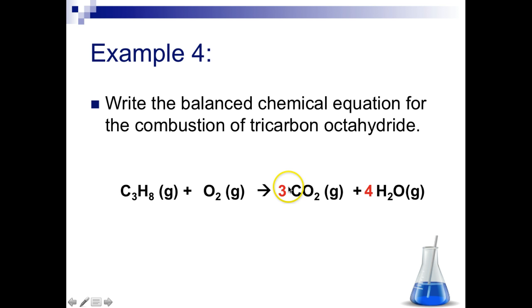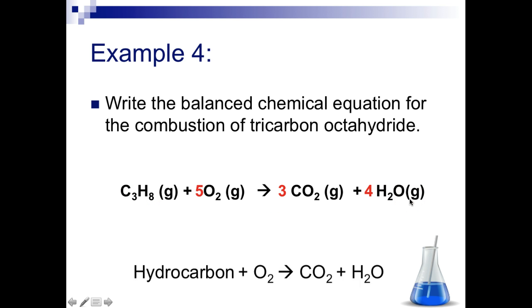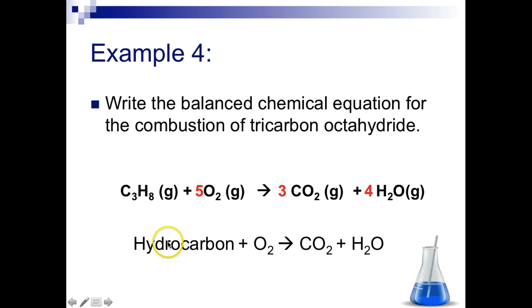Now we have to balance for our oxygens. So 3 times 2 is 6, plus the 4 oxygens in water, that's 10. That means that we need to put a 5 in front of O2, so we now have 10 oxygens on the left as well. This is a balanced chemical equation that is written correctly, and it follows the basic form for a combustion reaction when we have a hydrocarbon. A hydrocarbon plus oxygen gives us carbon dioxide and water. Let's look at example 5.